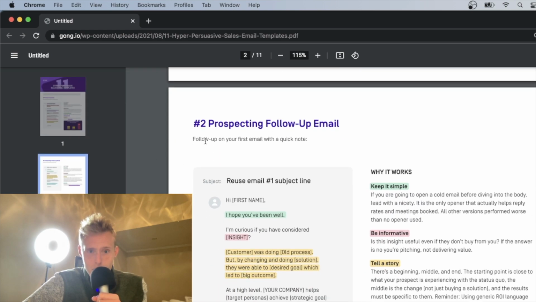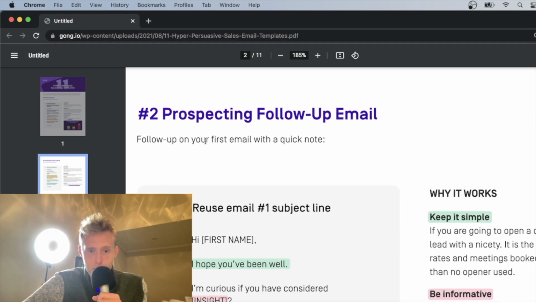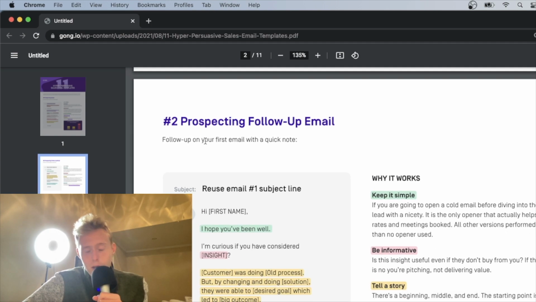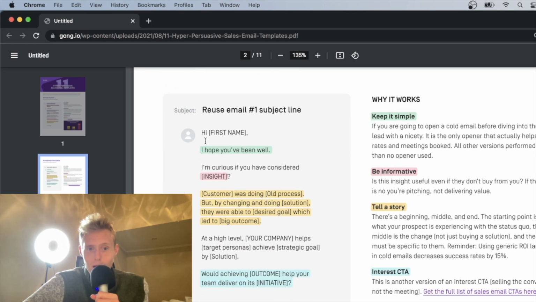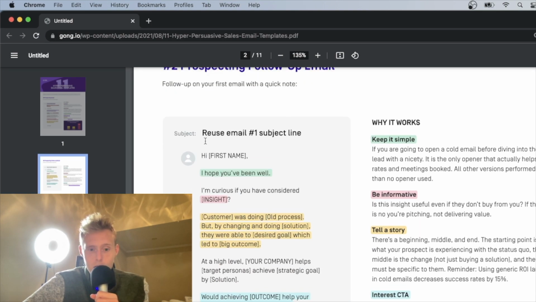Prospecting follow-up. So it sounds like follow up on your first email with a quick note. Here's a big mistake I see so many reps making, including myself. The second follow-up exclusively says, following up on the previous note, what is your availability? Or it says, apologies for the multiple emails, do you want to talk? Something ridiculous like this.